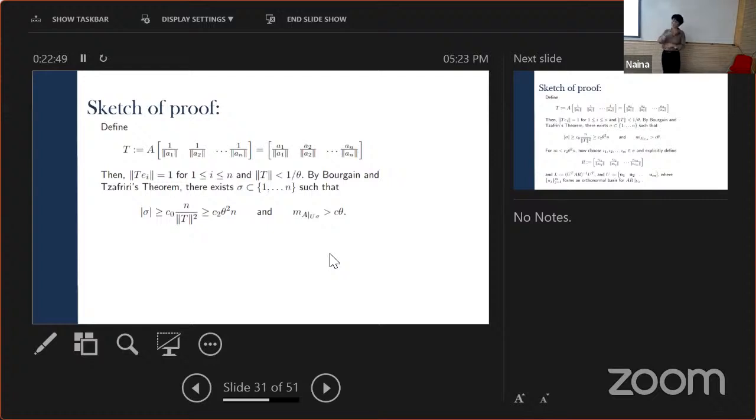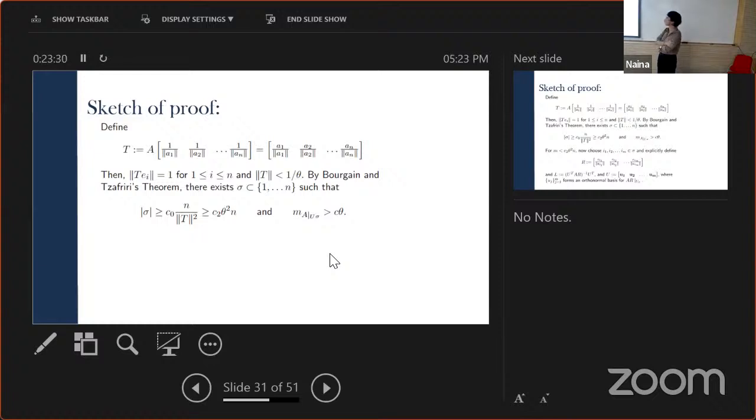So just a rough sketch to show how the Bourgain-Tzafriri proof, the restricted invertibility theorem, would imply this. And so we can look at T, the matrix defined as A, so the original matrix that we had in this theorem A. So we can define T to be A times 1 by the norm of each column. So essentially T kind of just normalizes every column in the matrix A. And then this matrix T satisfies the hypotheses for Bourgain and Tzafriri. So in this matrix T, every column has norm 1, which is what the Bourgain-Tzafriri theorem required us to have.